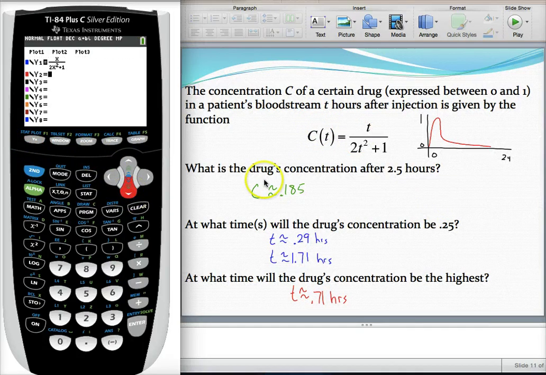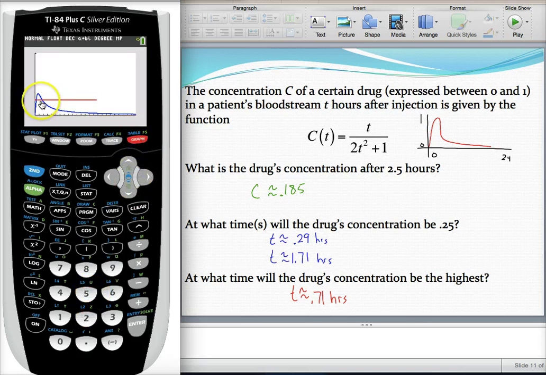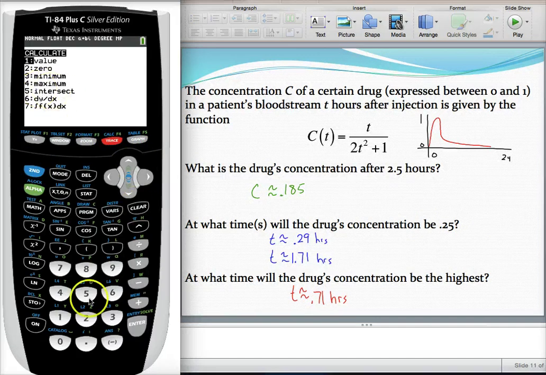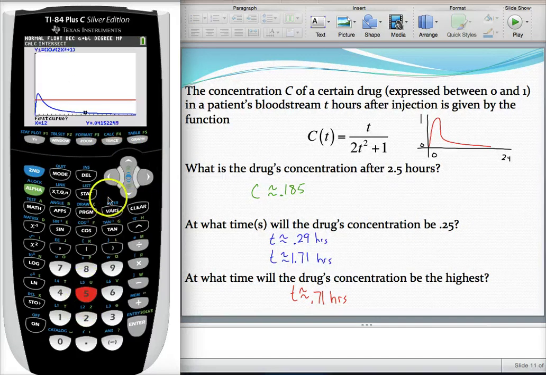Go back to y equals and type in the y value they want you to find, in this case 0.25. Now this is just going to be a graph of a horizontal line, but the two places where that intersects our first curve are going to be the two times where my concentration is exactly 0.25. So what you'll need to do is go ahead and hit second trace to go into the calculate menu, and then select option 5, intersect. And all you need to do is trace over close to it. I'm not going to do both of these. I'll let you guys do the other one.